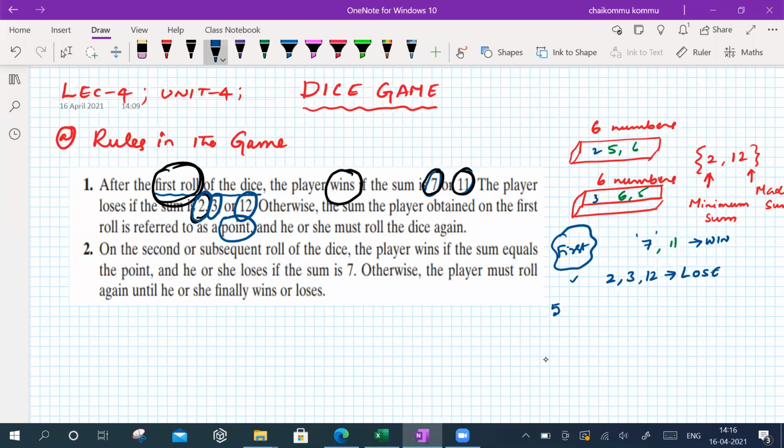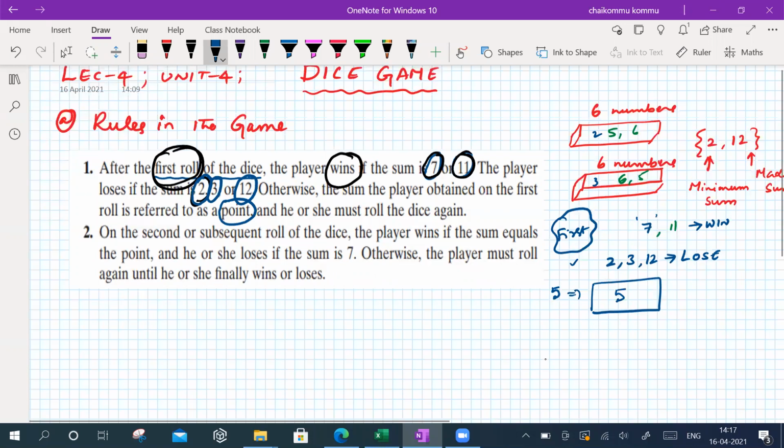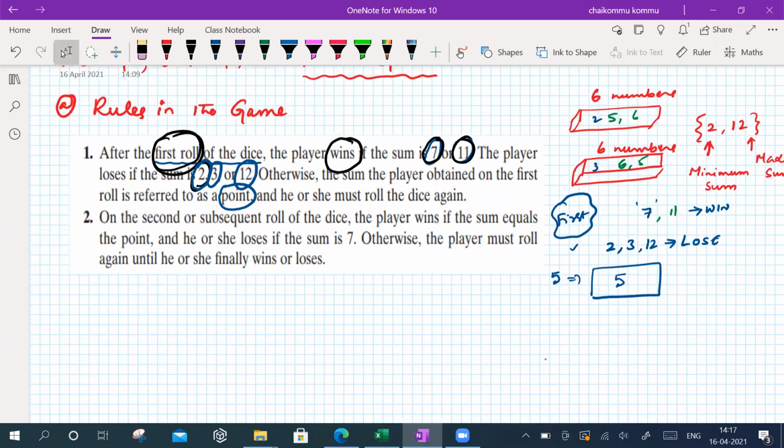Then what is the sum value? It is 5. If 5 is there and you have to use one pointer, then you have to store that 5 into the pointer. So whatever the sum value is, other than 7, 11, 2, 3, 12, we have to store that into a pointer. Is it clear?